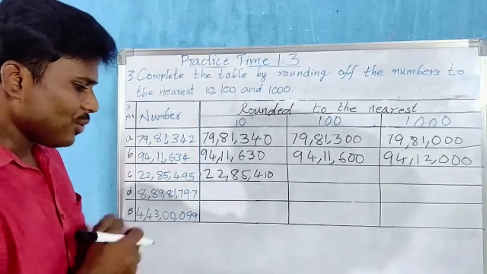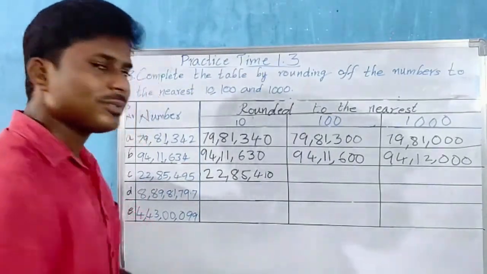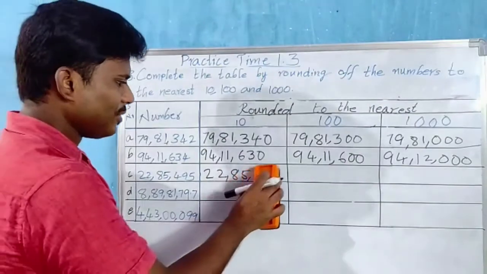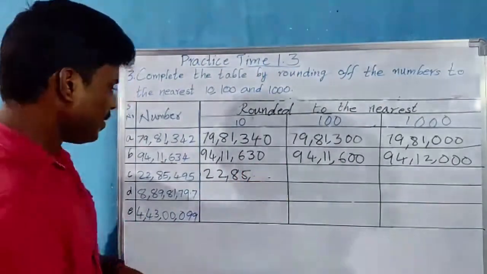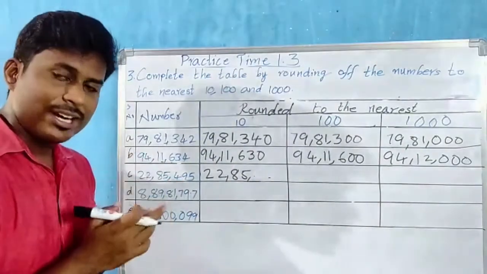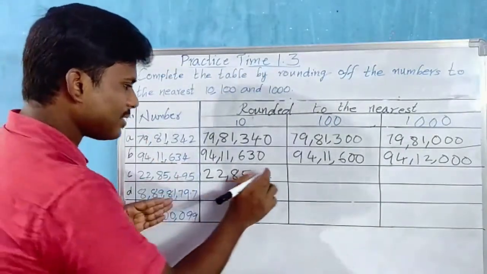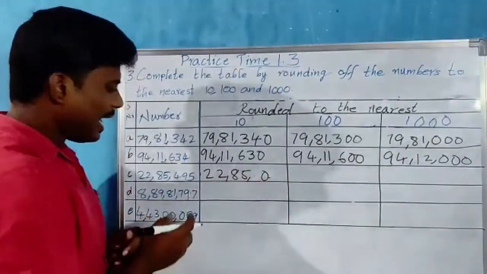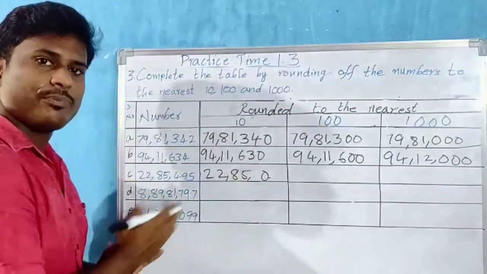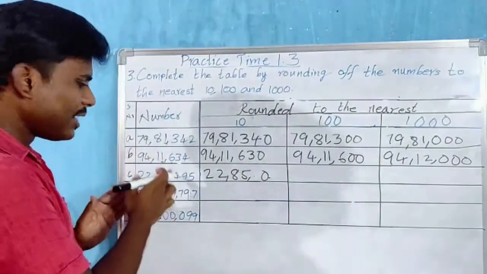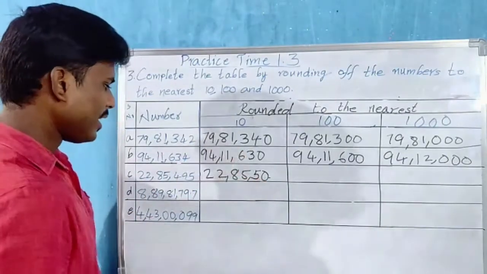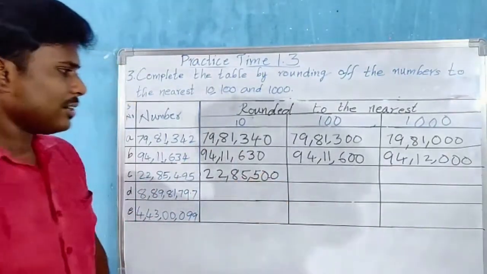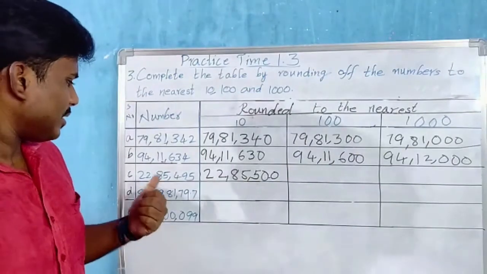No. Here comes the concept of regrouping. 9 plus 1 is 10, right? 10 means we place 0 here, and the 1 we regroup to the previous place, the hundreds place. 4 plus 1 is 5. Now keep 0 in the ones place.